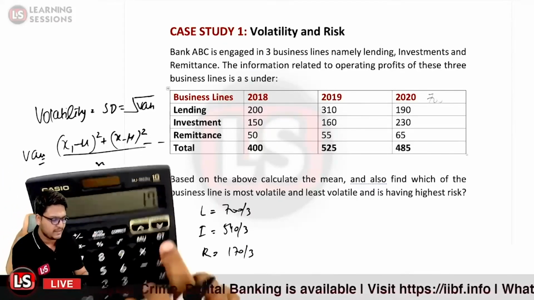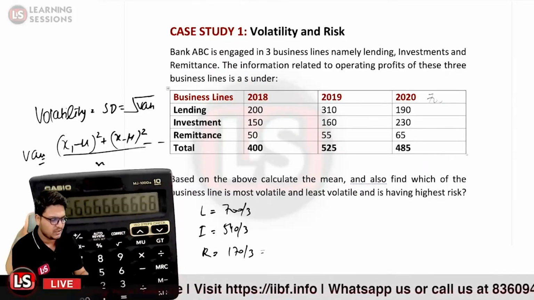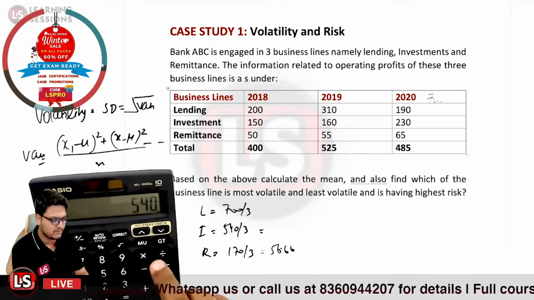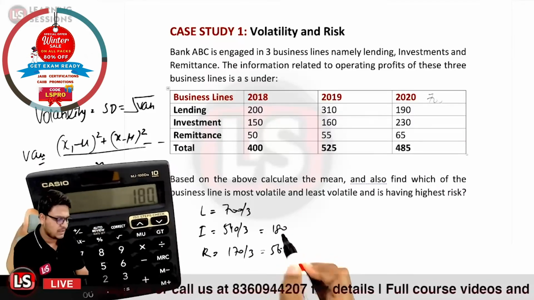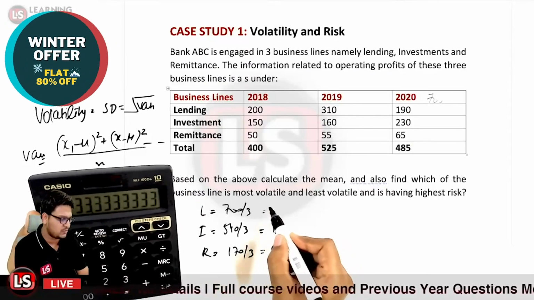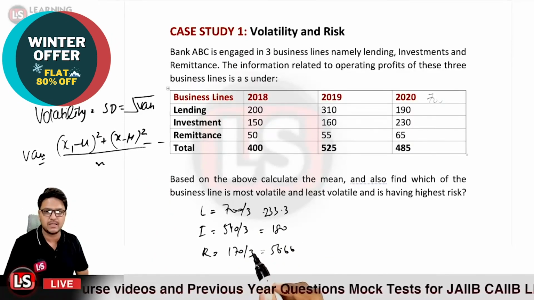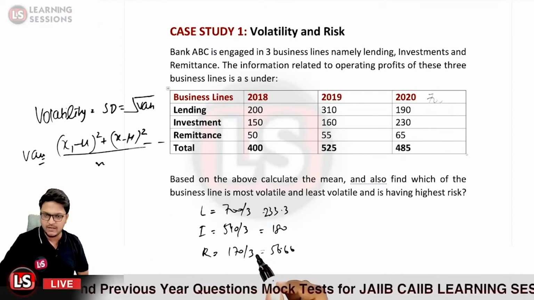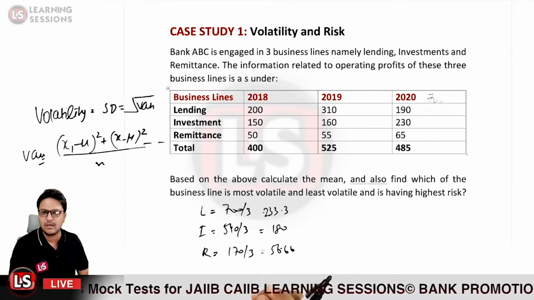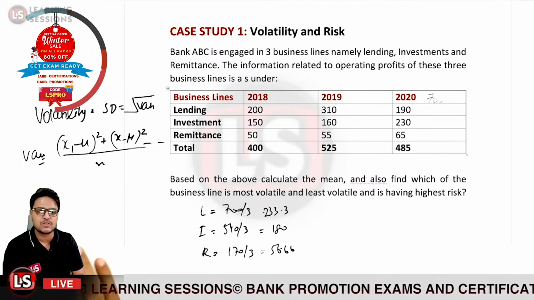So 170 divided by 3 comes out to be 56.66, and further 540 divided by 3 is equal to 180. And further 700 divided by 3 will be equal to 233.33. So those are the mean values we have right now. And further, we will be calculating the standard deviation, and for that we need to calculate the variance first of all.